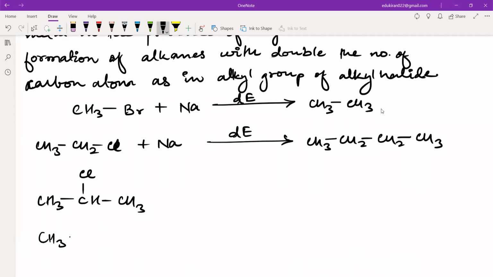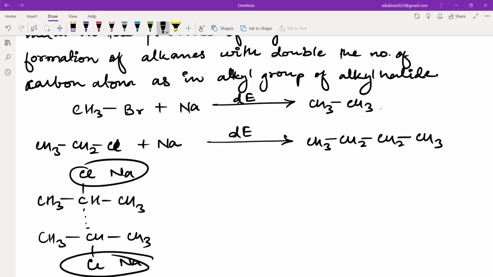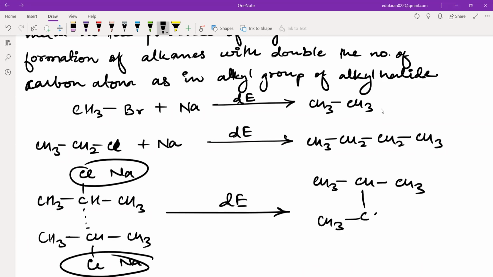So I'm writing it like this: CH3, CH, CH3, and chlorine. So sodium will be reacting with chlorine, right? Like this, and these are the two carbon atoms that will be forming the bond. And in the presence of dry ether, you will be getting CH3, CH, CH3, bonded with CH3, CH, CH3. Okay, so please understand which carbon atom is forming the bond. The bond formation is happening between those carbon atoms which are attached to the alkyl halide.